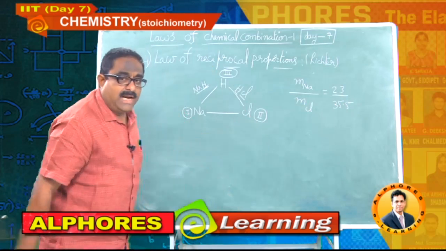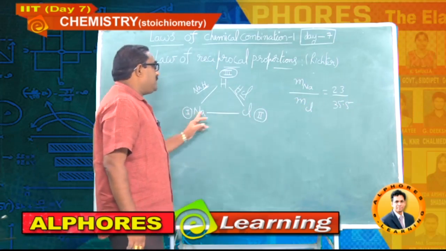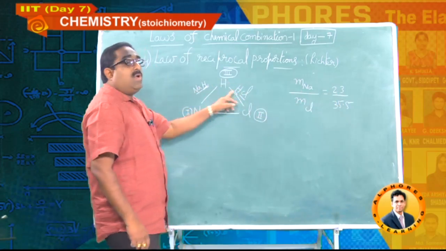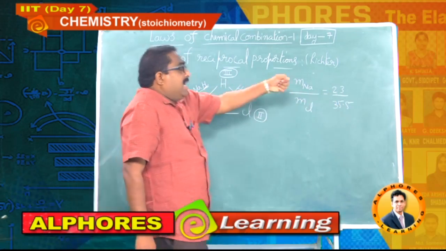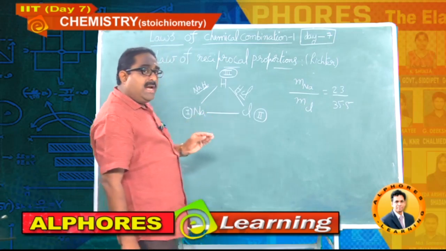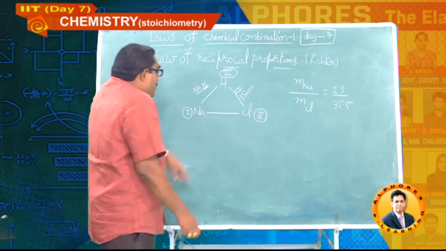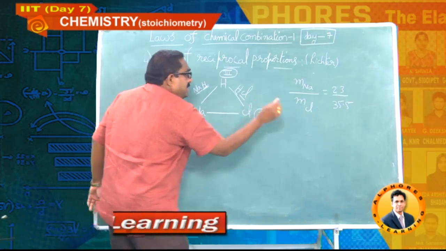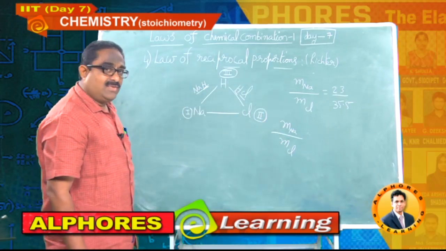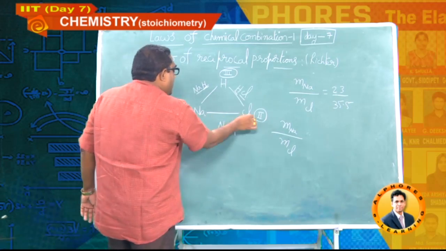The first phase of statement, first two elements, mass ratio of first two elements combined with fixed mass of hydrogen, that is with 1 gram of hydrogen, will be equal to, or in the simple ratio to, here one more ratio we have to take, the mass ratio of first two elements again, in a compound formed by the direct combination.